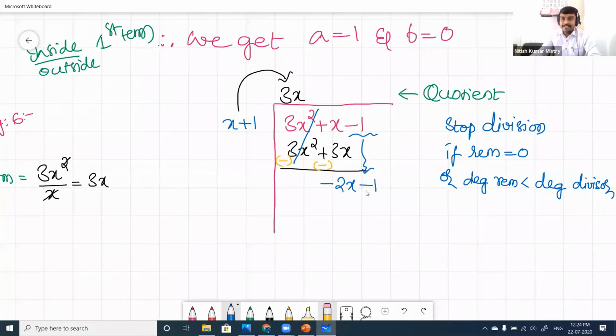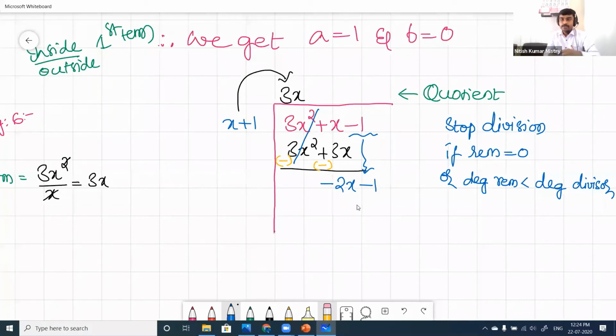So here, what is the degree of remainder? Degree of remainder is 1. What is the degree of divisor? It is again 1. So 1 is equal to 1, but not less than 1. So that means we should continue.